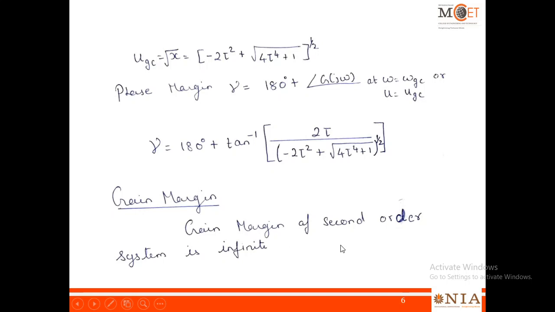So in this video, we are winding up with all the frequency domain specifications. So far we have derived all the frequency domain specifications such as resonant peak, resonant frequency, bandwidth frequency, phase margin and gain margin. And of course, these things we have done for a second order system.